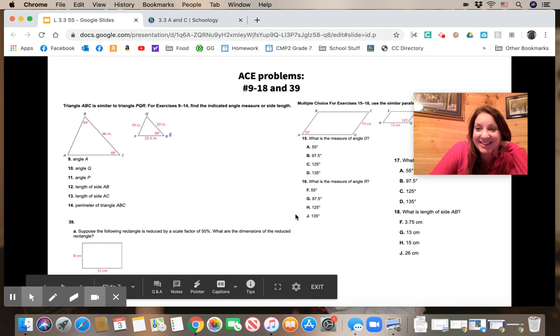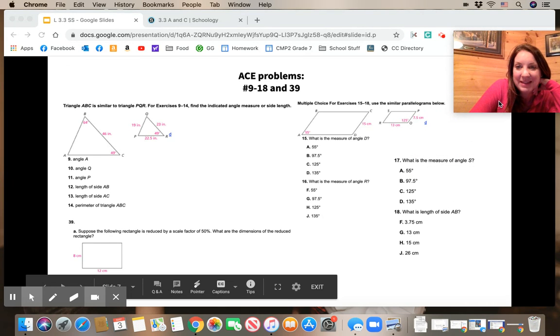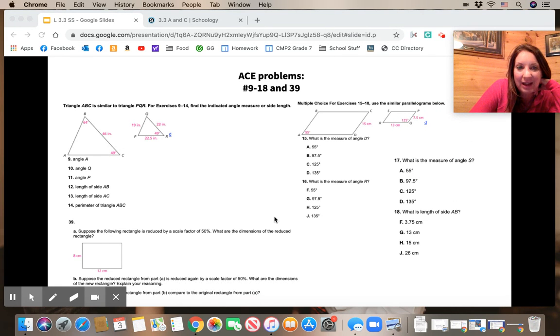And that is the lesson. So then you have problems 9 through 18 and 39. You may think, oh my gosh, that sounds like a lot, but look at questions 9 through 18. They are not difficult questions. They are not a lot of work, right? So 9 through 14, find the indicated angle, measure, or side length. So for each one, you're finding one piece. Numbers 15 through 18 are multiple choice, and for number 39, you need to find the answers.